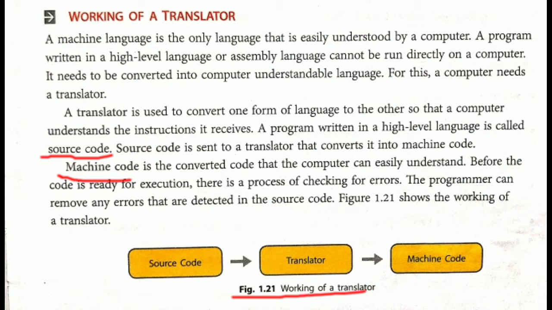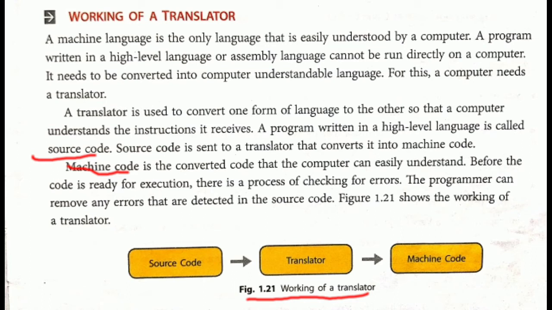See in the figure 1.21, the source code which are being written in high level languages are sent to a translator. Okay, translator will convert them into machine code. This is how a translator works. You have to study the figure 1.21. Okay, it is important how a translator works. That is, the source code which are being written in high level languages, they are not directly understood by the computer, so they need to be converted into machine code. So for converting the source code into machine code, we use a translator.